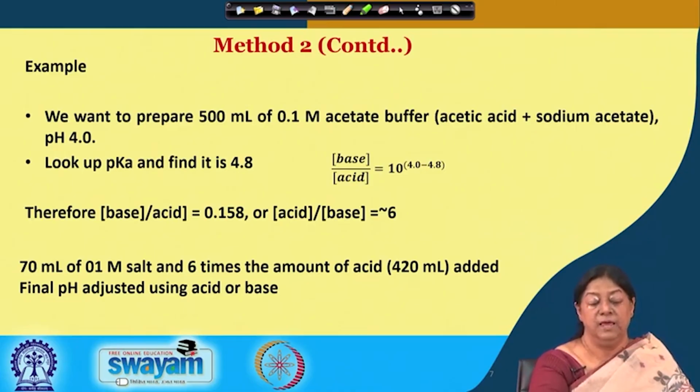If we look at the pKa of acetic acid, we find that it is around 4.8. So, based on the previous expression, the ratio of the base to the acid is 10 to the power of pH minus pKa, which gives us a base to acid ratio of 0.158, which means the acid to base ratio is about 6. So, we take 70 ml of a 0.1 molar salt solution and 6 times the amount of acid added, and the final pH can be adjusted by using acid or base.